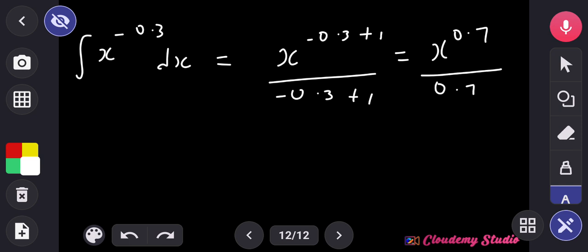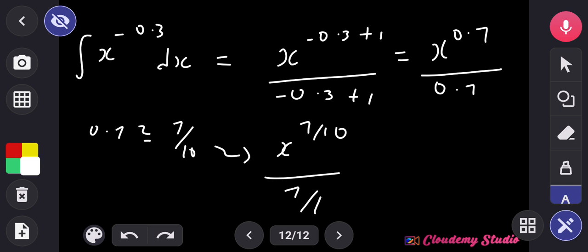But remember that 0.7 is the same thing as 7 over 10. And we don't want to have our answer in a decimal point. You understand? So that is going to be x to the power 7 over 10 divided by 7 over 10. And since we have double division, our answer is going to be 10 over 7 x to the power 7 over 10 plus c for this particular question. So that is how to solve question under the basic integral.